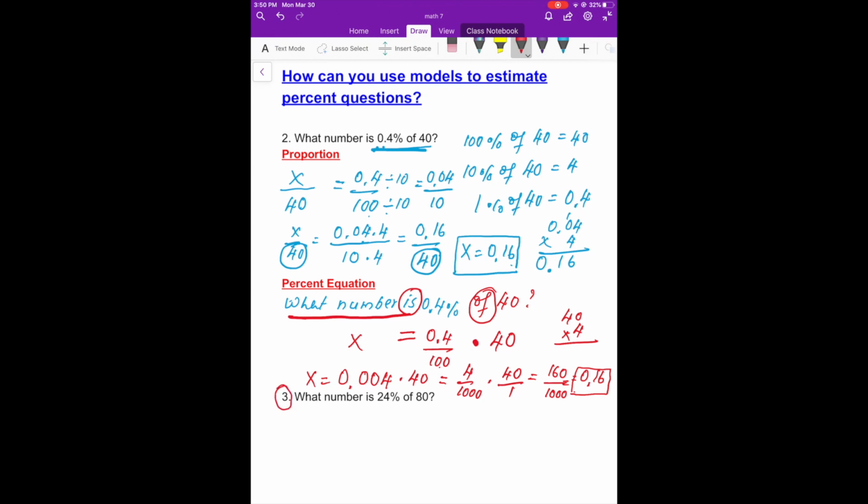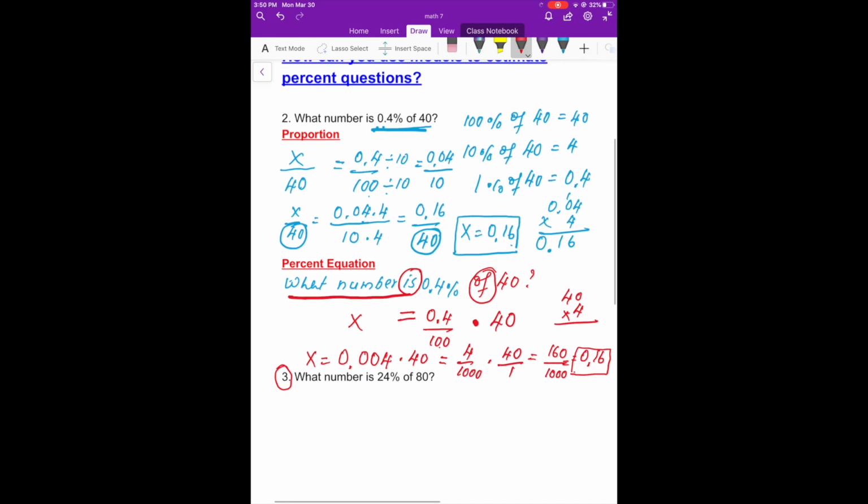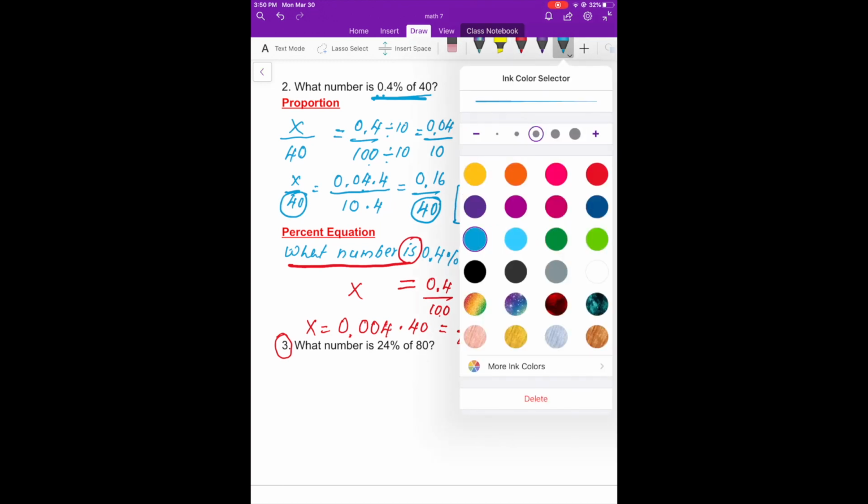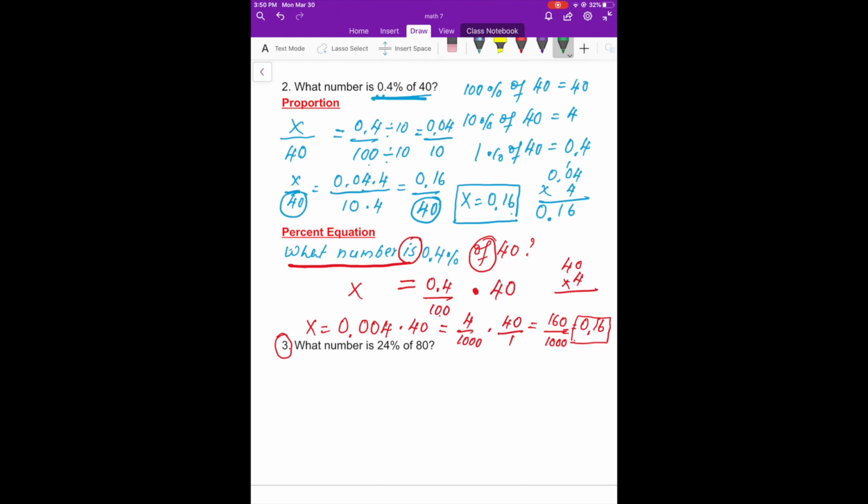So let's move on to the next problem. They didn't specify any methods. So let's use proportion and equation and see how we can do this. So I'm going to use two methods. So let's pick another color pen. So what number is 24% of 80? So let's use equation first. Equation. What number is? So x, what number means we don't know that number. That is x. Is means equal to.